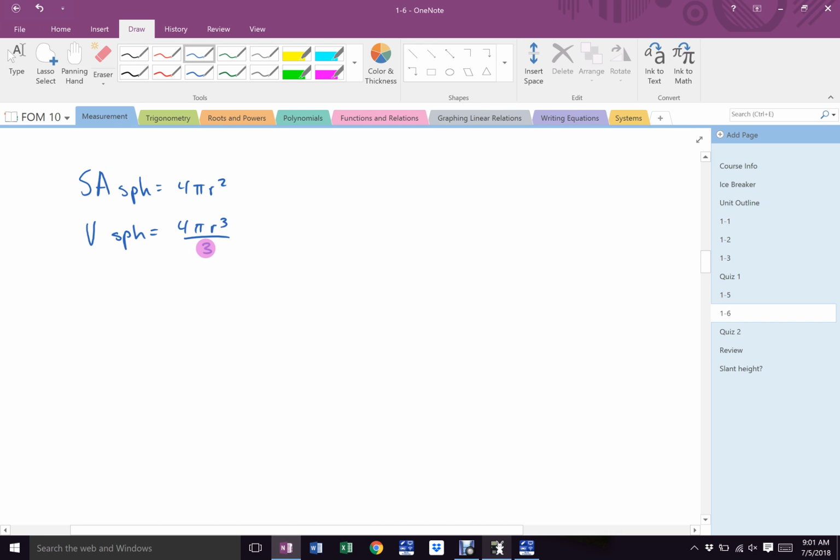Now, sometimes we mess with spheres. For example, what if I want the surface area of a hemisphere? What's a hemisphere? That's half a sphere, right? Everyone agree? Okay. So a hemisphere is half a sphere. So doesn't it make sense that the surface area of half a sphere would be 4 pi r squared divided by 2? Right? Which gets me 2 pi r squared, correct?